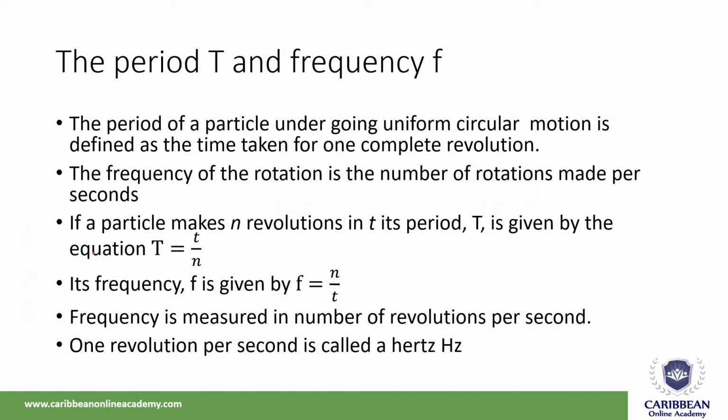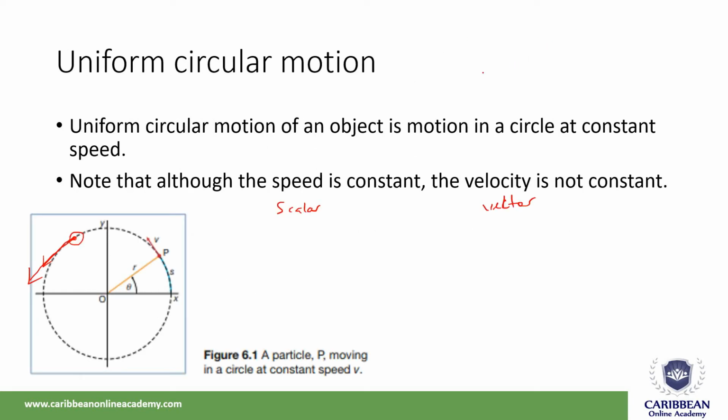Now, there are other quantities that will come into play, such as what we call the period and the frequency. Whenever an object is moving, it is moving within a particular time period. When we talk about the period of a particle undergoing uniform circular motion, we can define it as the time taken for one complete revolution.